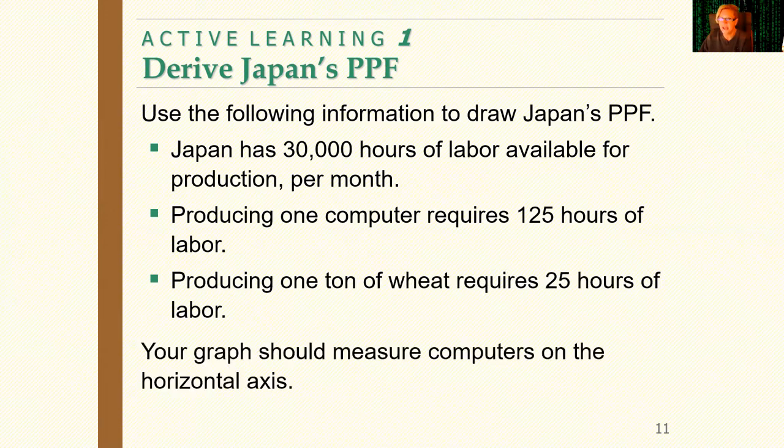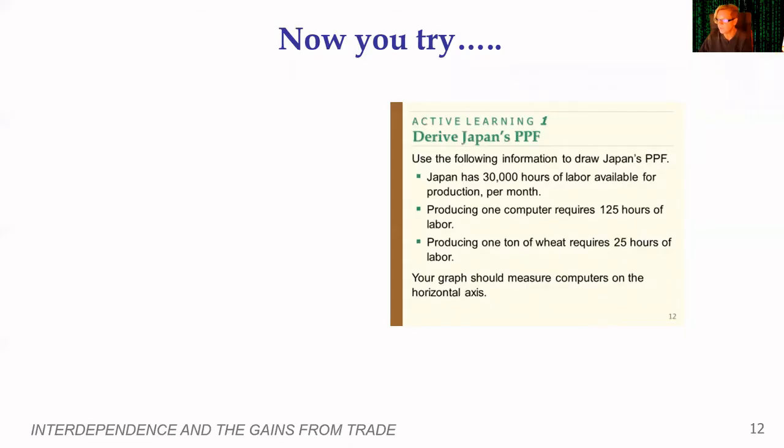And we want you to go ahead and graph that and tell me what is the opportunity cost in Japan for 1 computer in terms of wheat, and what is the opportunity cost of 1 wheat in terms of computers. So go ahead and pause at this point, work it out, and then I'm going to go ahead and show you how you would do this.